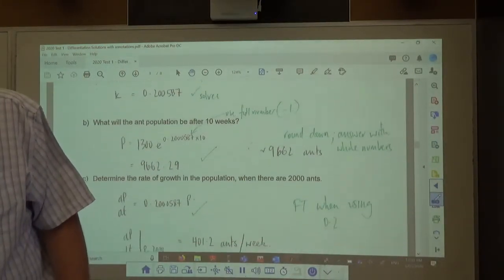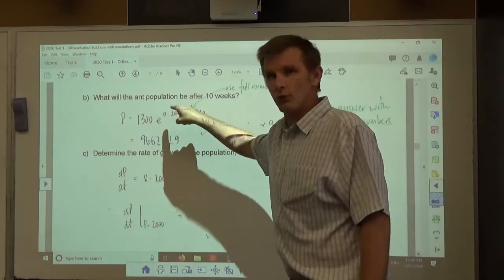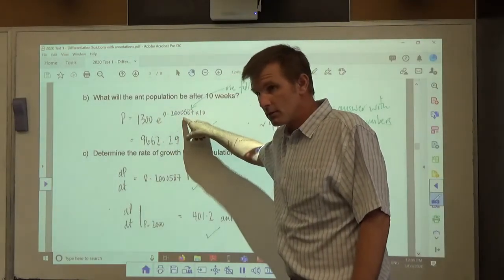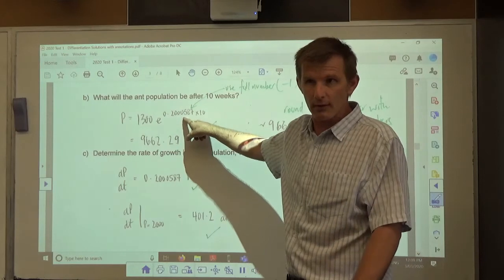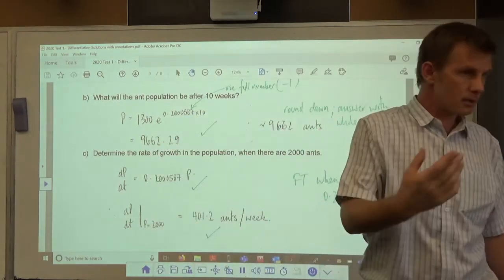Part B says, what will the ant population be after 10 weeks? As I say, use the full number. You don't have to write it there. You write 0.20, that's fine. But use the full number because otherwise your answer here will be incorrect.